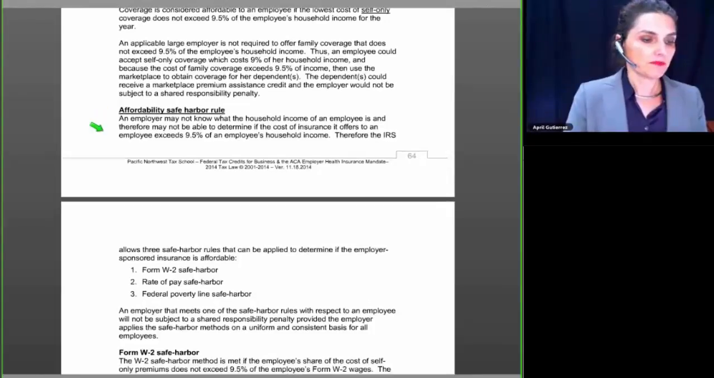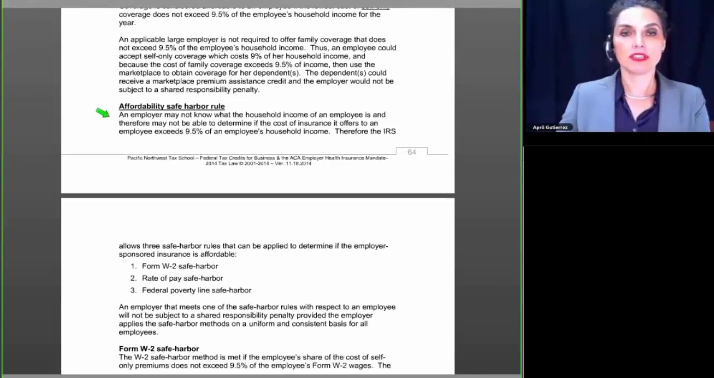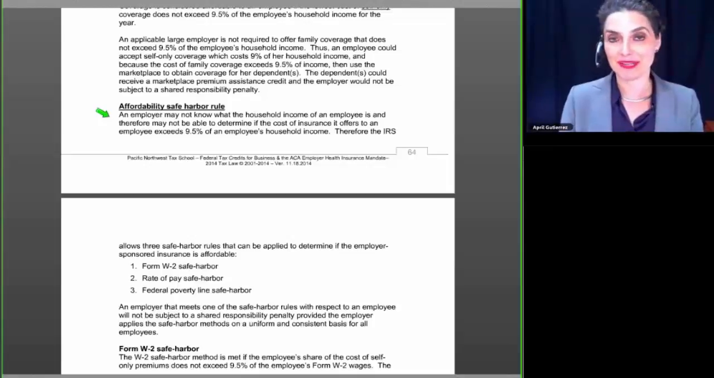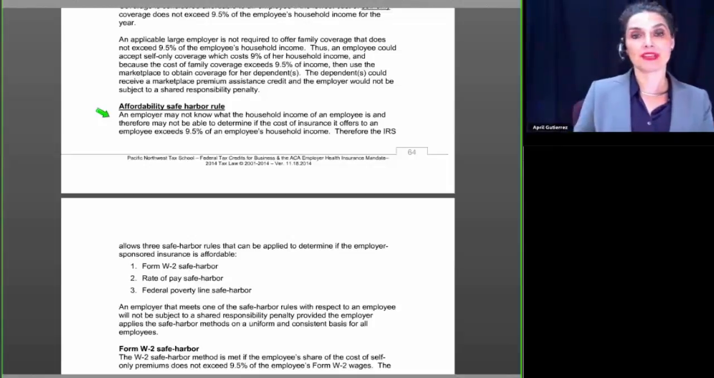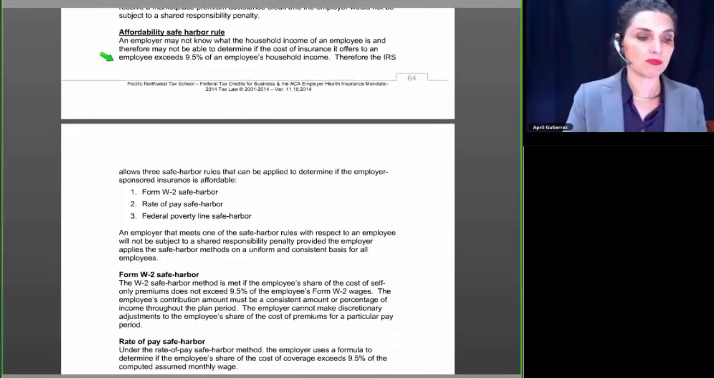All right, so now how does an employer know what an employee's household income is so that they can determine that the health insurance they're offering that employee does not exceed 9.5% of the employee's income? They don't know what the other income of the employee might be. Does the employee have another job? Are they married? Do they have other income coming into the household? Are they expected to make all these inquiries to figure that out? The answer is no. Instead, there is an affordability safe harbor rule.